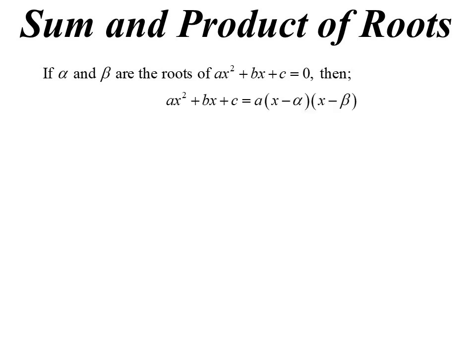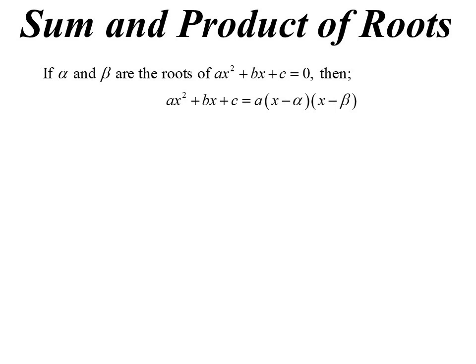We're going to look at the relationship between the roots of a polynomial and the coefficients of a polynomial. We'll start off with just the quadratic. So if alpha and beta are the roots, or the solutions if you like, to this equation, then it must be possible to factorise this quadratic.